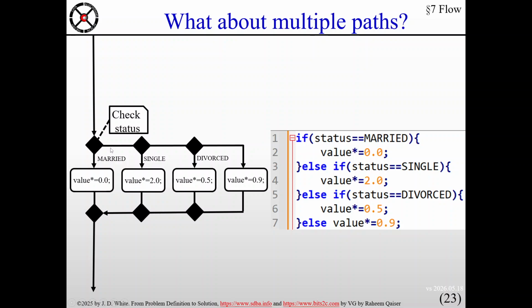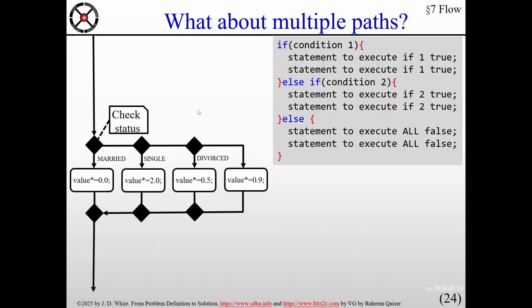If they're not married, not single, if they are divorced, we then check again. Are they divorced? If they're divorced, we take this one, we then join, come back. And finally, if none of these are true, they're not married, they're not single, they're divorced, we multiply the previous value by 0.9 and come back. So you can see, these two have to match, the merge and the split. This split is the first one that merges.